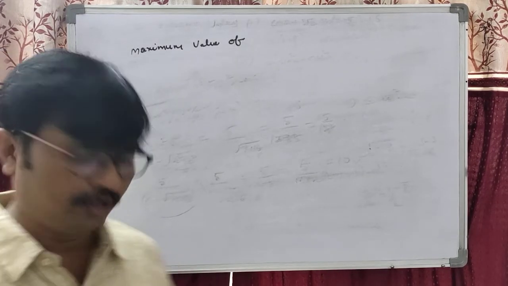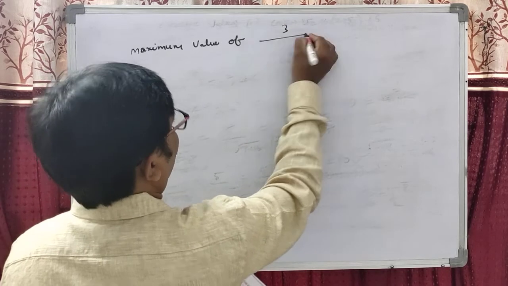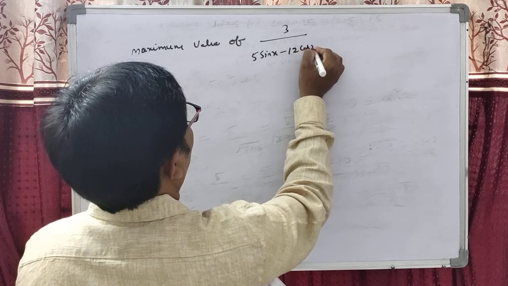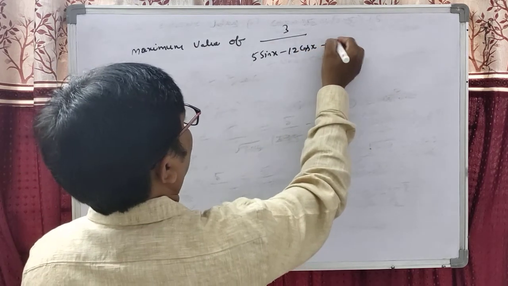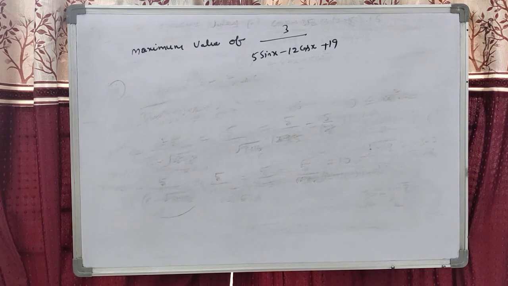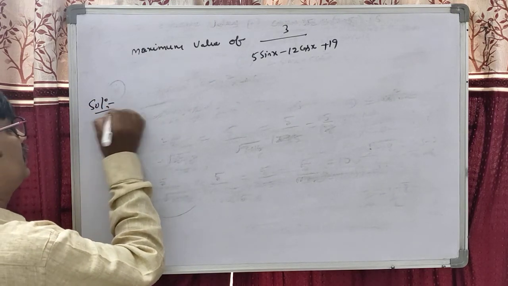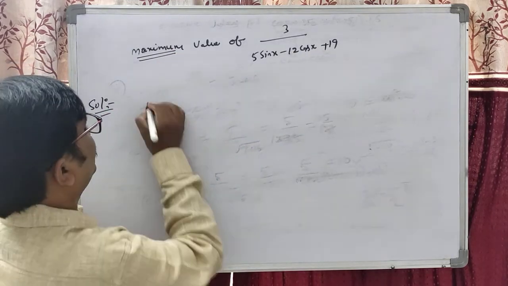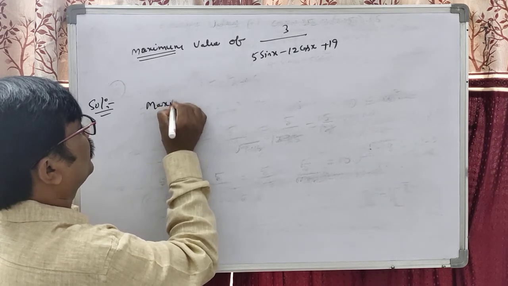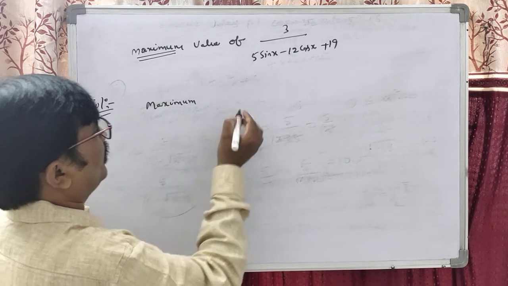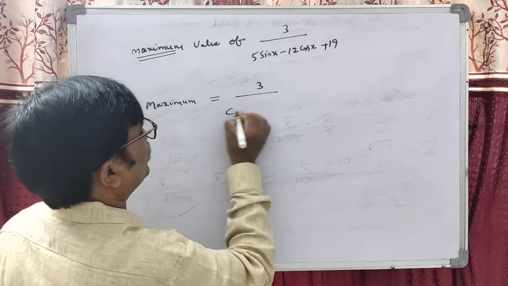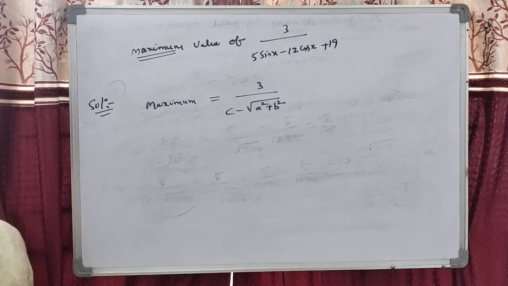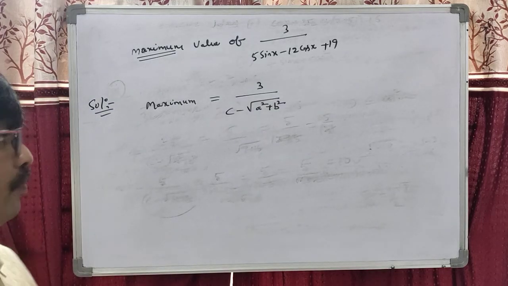Find the maximum value of 3 by 5 sin x minus 12 cos x plus 19. So students, just now I discussed, when the function is in the denominator, undoubtedly for the maximum we use the formula: the maximum value equals c minus root of a square plus b square. C minus root of a square plus b square.